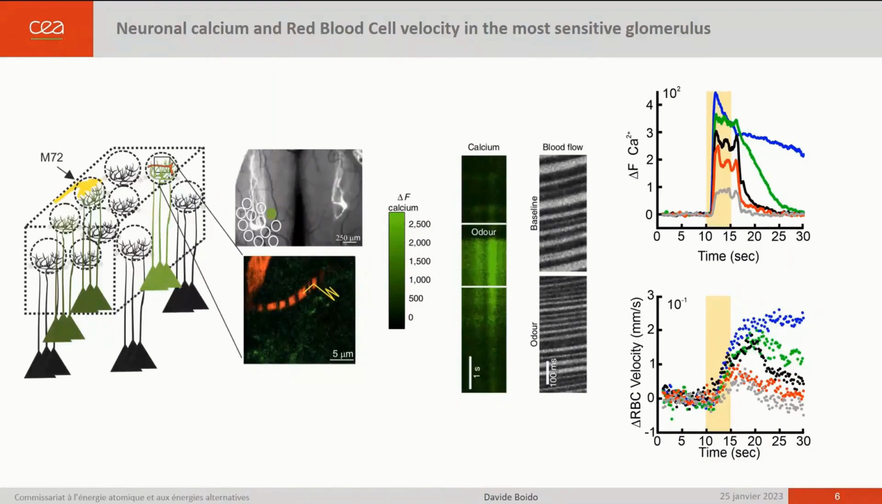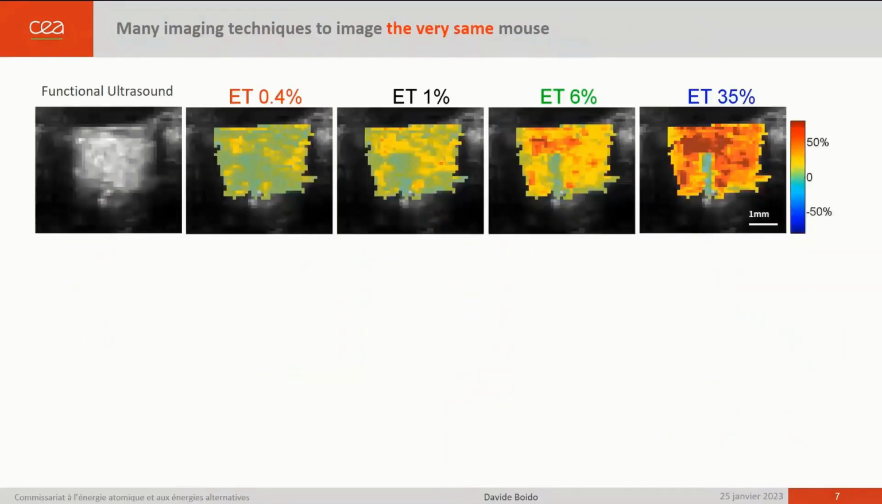And here on the right, you see the neuronal and vascular responses, both increase with odor concentration. Here instead, you see a coronal section of the olfactory bulb containing the most sensitive glomerulus for the tilting glade, with superimposed activation maps based on the percentage increase of the power Doppler signal. As expected, the higher was the odor concentration, the higher the power Doppler increase.